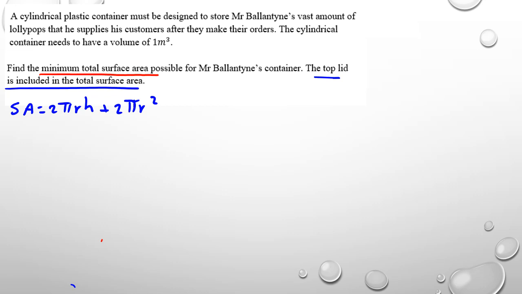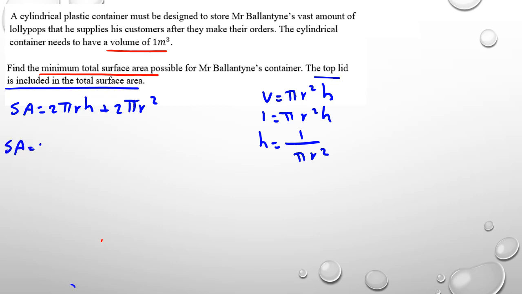The formula that I need to differentiate has 2 variables, so I need to go back to the question and read to find a relationship between r and h, which is, it says here the volume of the cylinder must be 1 meter cube. Then I need to write the volume rule for the cylinder, which is pi r squared h, make that equal to 1, rearrange for h equals 1 over pi r squared. Now I will substitute the value of h in my surface area and simplify.